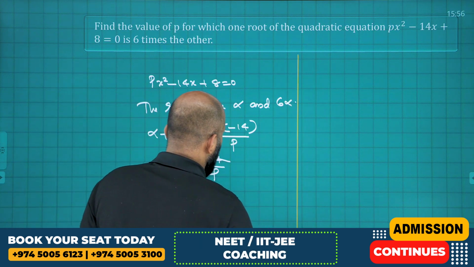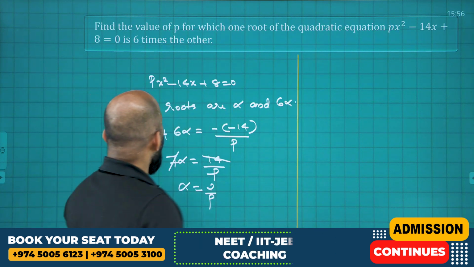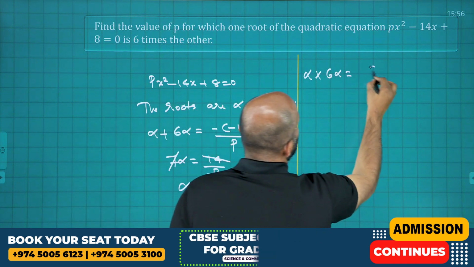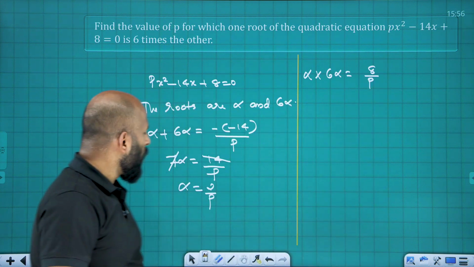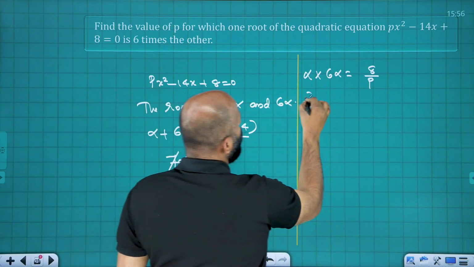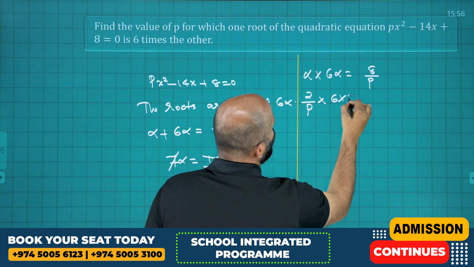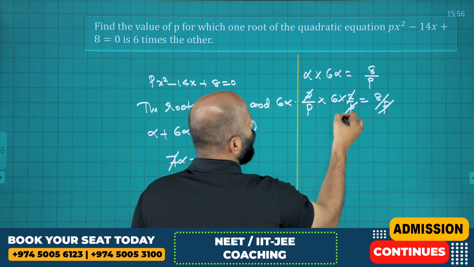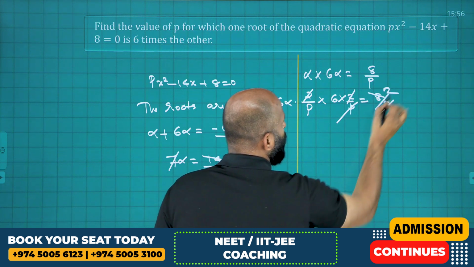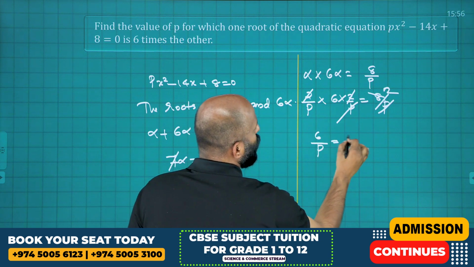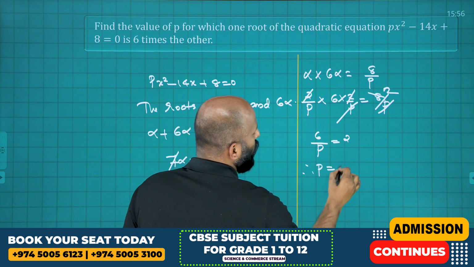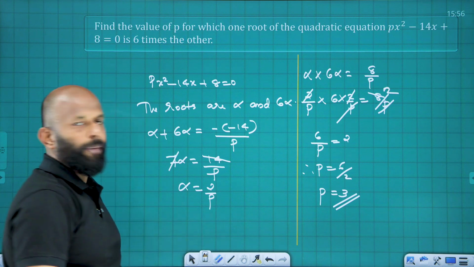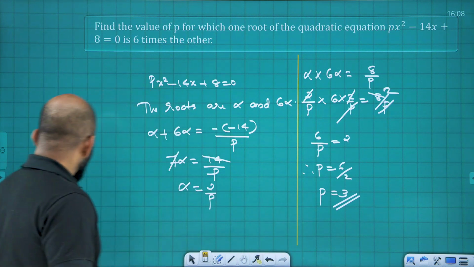Now we'll take the product of the roots. What is the product of the roots? Alpha into 6 alpha is equal to c by a. That is equal to 8 by p. What is the alpha value? 2 by p. 2 by p into 6 into 2 by p is equal to 8 by p. p cancels, then 2 into 2 is 4, 4 and 8 get cancelled, you will get 2 here. So 6 by p is equal to 2, therefore p is equal to 6 by 2, p is equal to 3. So here the value of p is 3. Hope all of you understood this question. Now we can move to the next question.